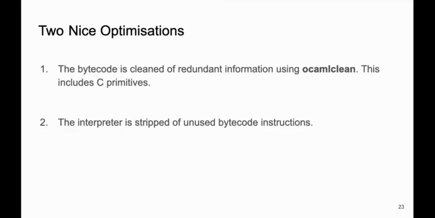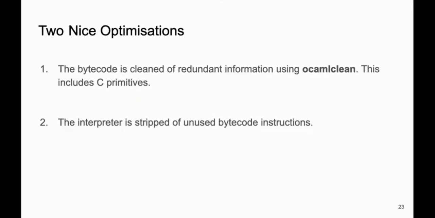So there are two nice optimizations that OMicroB does. First of all, the bytecode is cleaned of redundant information. OMicroB uses another project called OCaml clean, and this goes through the bytecode and removes all the redundant information, of which there is actually quite a lot in the bytecode, but generally it's not that big of a deal. This also includes C primitives, as we talked about before. Usually all the C primitives are included, but this allows us to strip out the ones that aren't used, which is a huge amount of space saved.